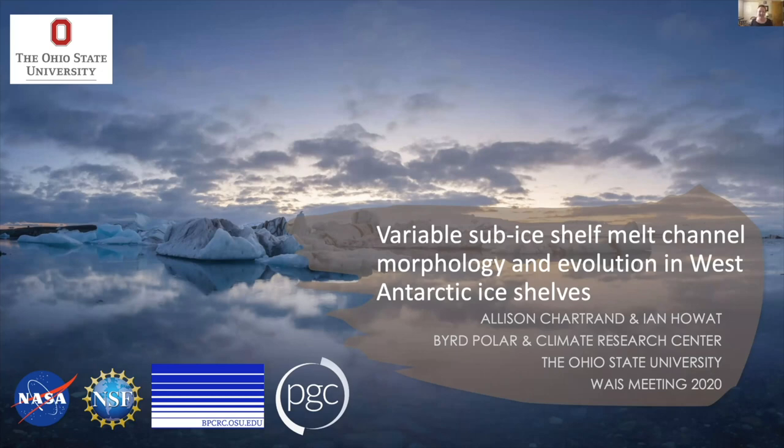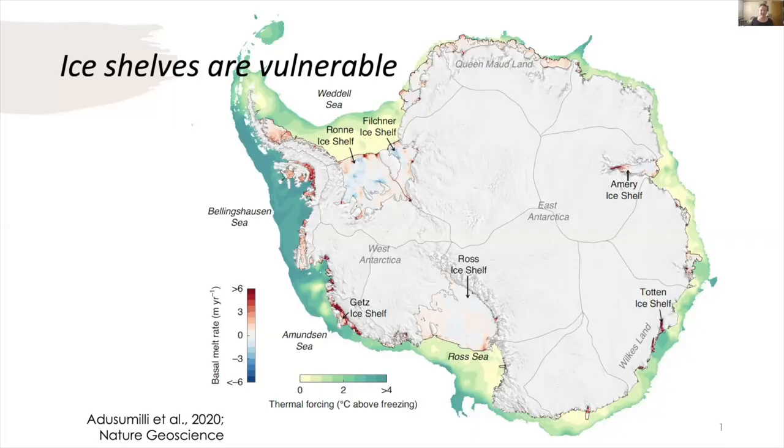So this is my first WAIS conference and I'm excited to share some updates on my dissertation research on the different basal channel behaviors I've observed in ice shelves along the Amundsen coast. So we know that ice shelves are vulnerable to basal melt, and this figure from Sushil Adusumili's recent paper is one of the most recent maps of ice shelf basal melt rates. And you can see that the highest basal melt rates are along the Amundsen coast. These ice shelves are also littered with basal channels, and my research aims to investigate how the basal channels may impact ice shelf stability in light of these high basal melt rates.